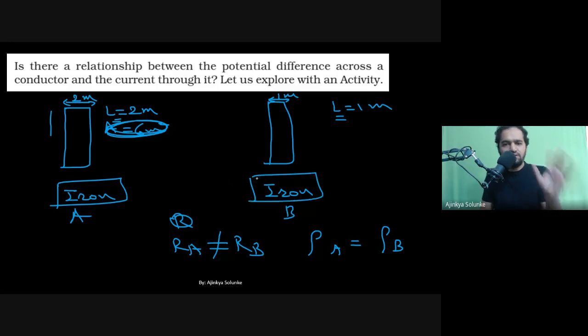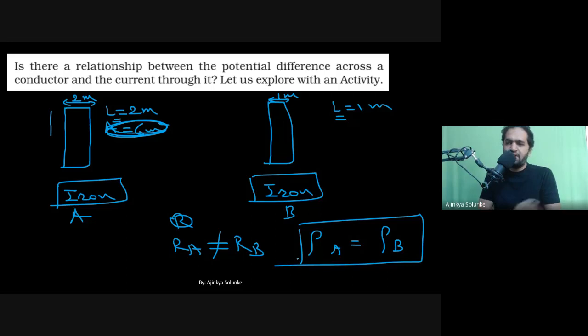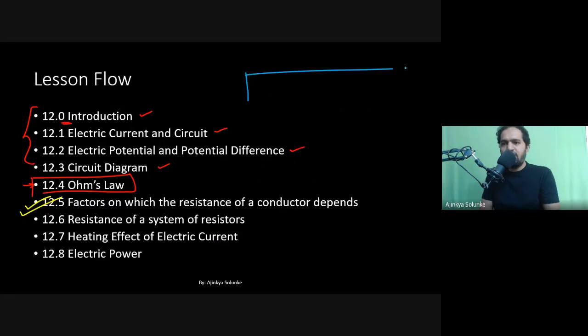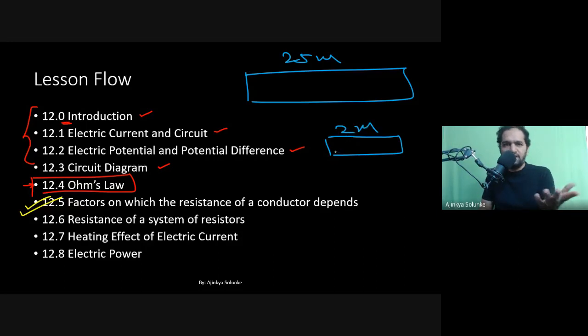In the first case, you use iron. In the second case, it is iron. Then your resistivity will be the same, no matter what kind of wires you are using. Suppose somebody told me that he has a wire of, let's say, 25 meters, and I have a wire of 2 meters, iron. One thing will be the same for both of them: resistivity. Resistivity of both of them will be equal, but resistance will not be the same, because resistance depends on length, while resistivity doesn't depend on length.